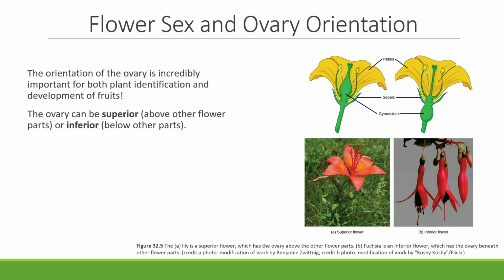Part A shows the lily as an example of a superior flower. You can see that the ovary is found above the attachment point for the rest of the flower parts. Part B shows the fuchsia as an example, which has an inferior flower, in which the ovary is located beneath the other parts of the flower. Notice how the relative position affects the overall appearance of the flower, and this will later affect the way the mature fruit attaches to the plant as well.